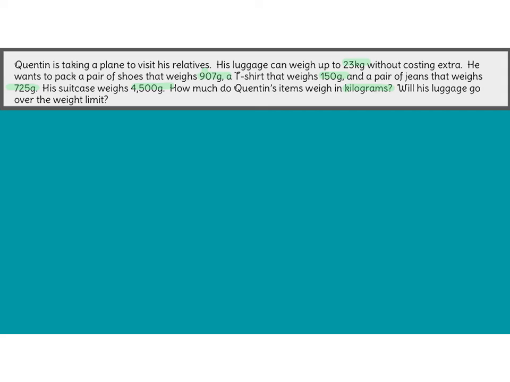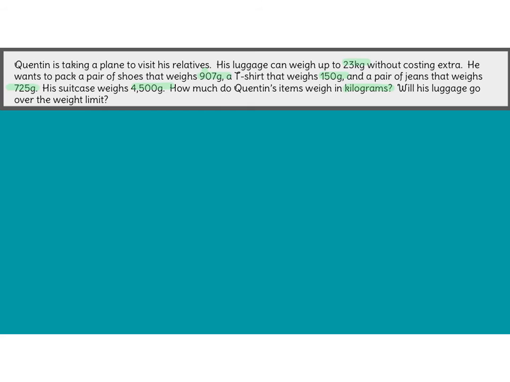So there was a lot of information in that problem, and as you may have noticed, I have highlighted some very important things to pay close attention to. So first of all, we have kilograms here. This is grams, this is grams, this is grams, this is grams, but yet our question says how much do Quentin's items weigh in kilograms. So the first thing that we might want to do is go ahead and take all of those units of measure that are in grams and add them together.